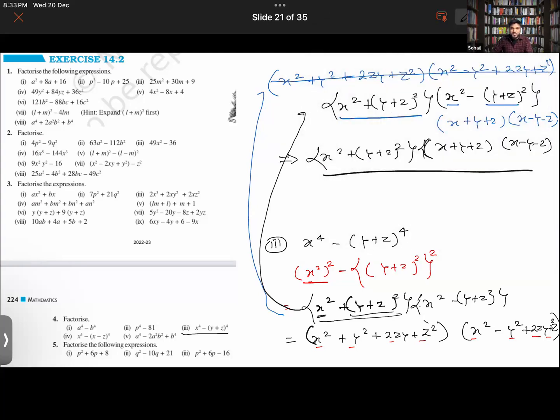Okay. After the class, try to have a look at the questions. Try to solve the questions. Make sure you complete the exercise after the class. Yes, sir. Then you will be able to connect with this. Otherwise, you will forget the concepts.